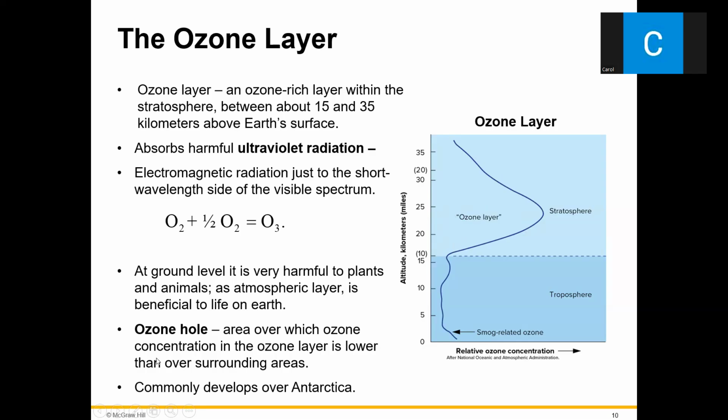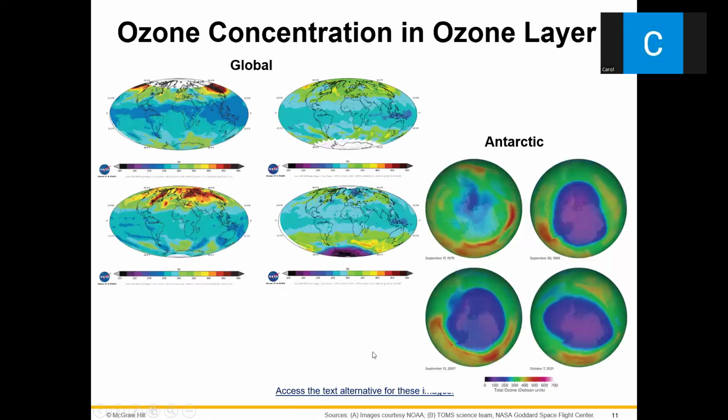It's not really a hole, it's just where the ozone is very weak where it should be, and it commonly develops over Antarctica. And so, how does that happen? Hold on. Here's just some maps of ozone concentrations. And then at Antarctica, you can see it gets really low. If you look at the scale, these dark colors are low over Antarctica. And then here's different years.